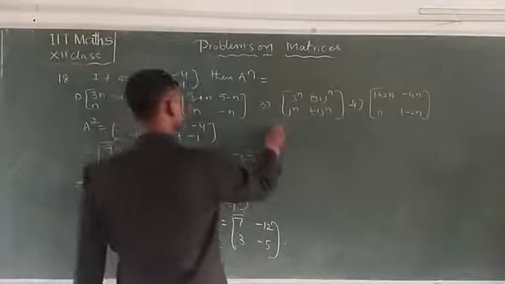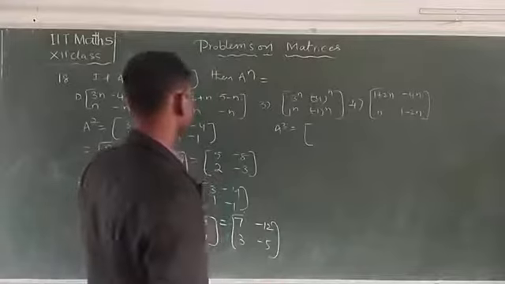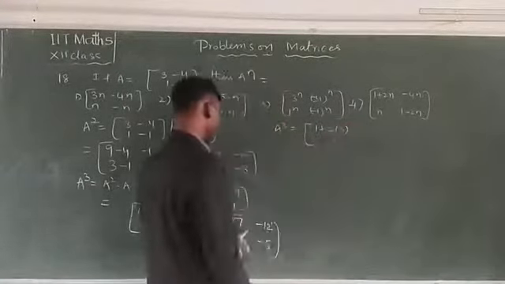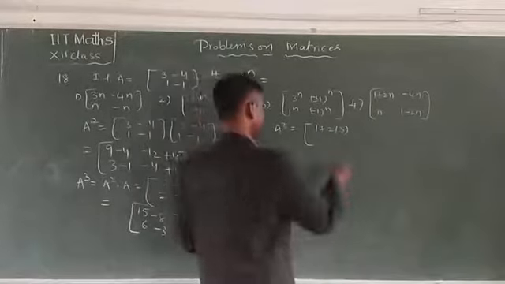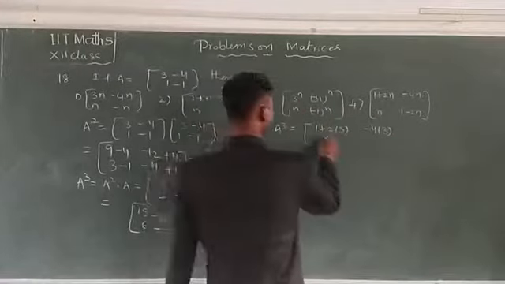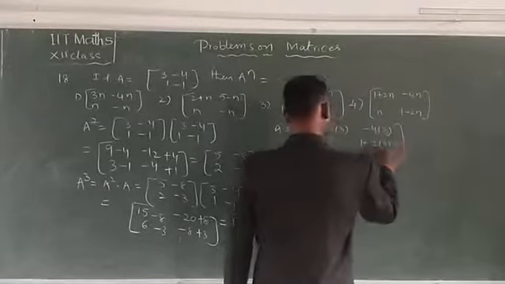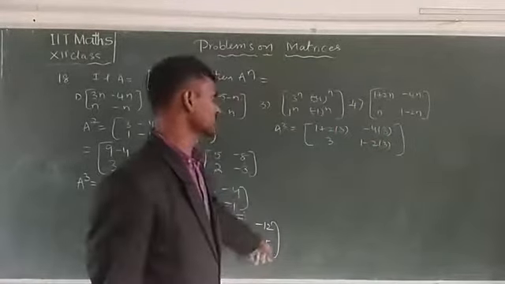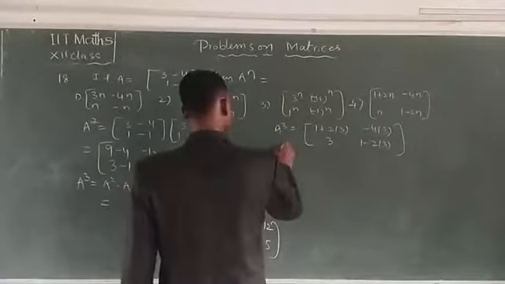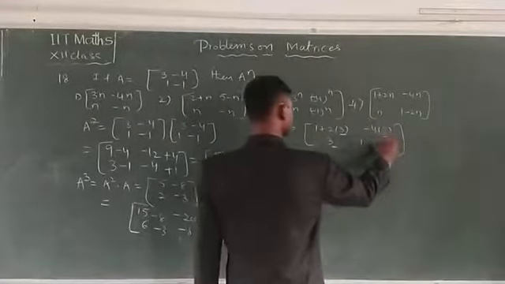Now I will write A cube as 1 plus 2 into 3, that is 2 into 3 plus 1, 6 plus 1 is 7, and this is minus 4 into 3, and this is 3. Next, 1 minus 2 into 3. Now see here, 2 into 3 is 6, 6 minus 1 is minus 5, and 4 threes are minus 12. Now, from A cube, we can write A to the power of n.